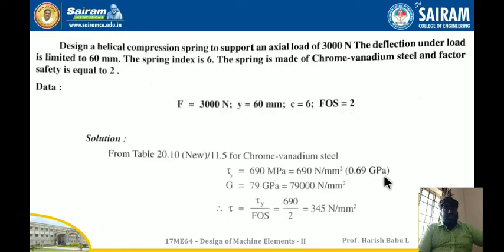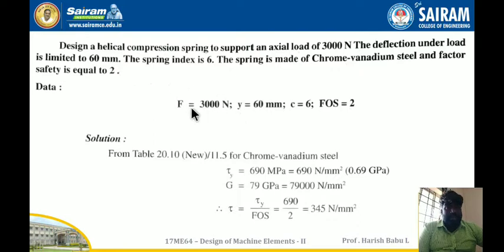So let us go for the problem. Design a helical compression spring to support an axial load of 3000 Newton. The deflection in the load is limited to 60 mm. The spring index is 6. The spring is made up of chrome vanadium steel and factor of safety equals to 2.